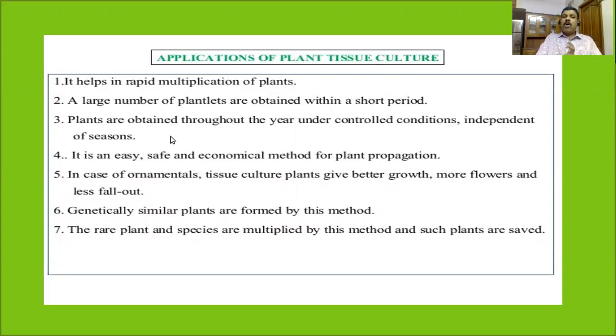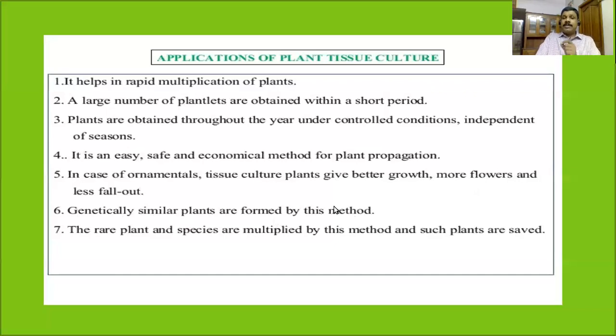Why? Because all the processes of tissue culture can be done inside specially designed laboratory conditions. It is an easy, safe and economical method for plant propagation. In the case of ornamentals, tissue culture plants give better growth, more flowers, and less fall-out. Dear students, genetically similar plants are formed by this method.